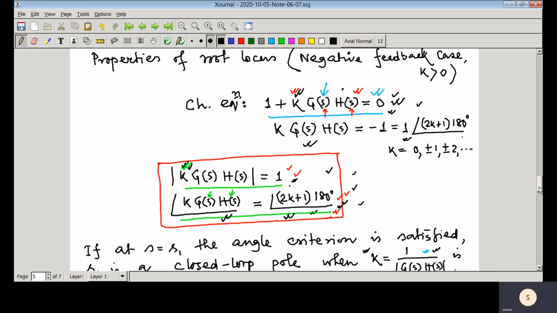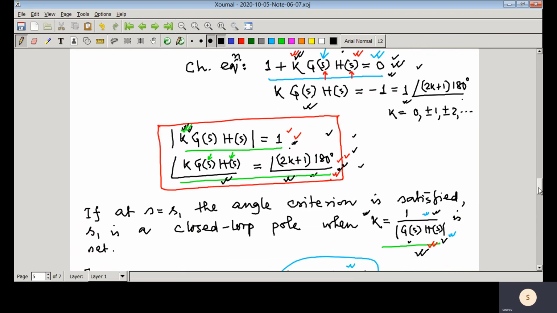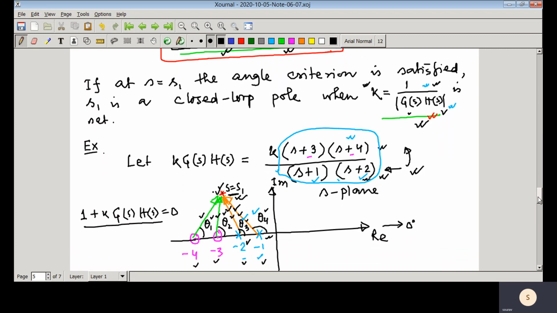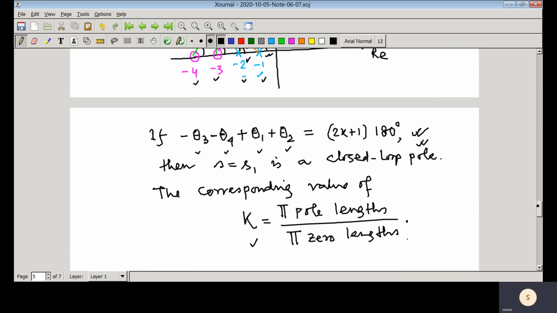And here we have seen the properties of the root locus. The characteristic equation is satisfied when two conditions are satisfied: one is the gain, another is the phase. Interestingly, we have seen that once the phase is satisfied, we can always find a gain. From here we have understood how to find the value of K for which the characteristic equation would be satisfied, and it is the product of the pole lengths divided by the product of the zero lengths.